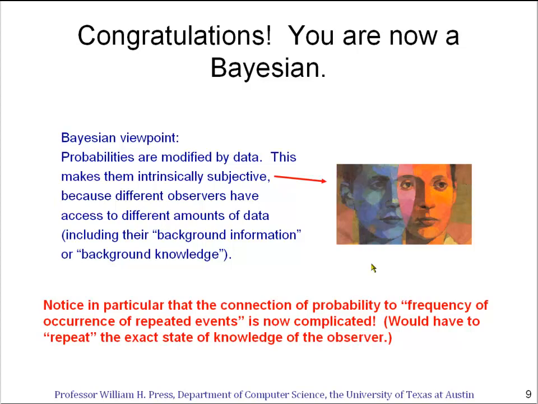Notice that the connection of probability to what you might have heard in the past, frequency of occurrence of repeated events, is now a very complicated thing. Because if we wanted to interpret your subjective probability as frequency of occurrence of repeated events, we'd have to repeat the exact state of your knowledge. We'd have to clone you into a parallel universe and give you all the same background information to be able to say what frequency of occurrence of events is about. So to a Bayesian, it's not a very useful concept to think of probability as being the frequency of occurrence of repeated events.